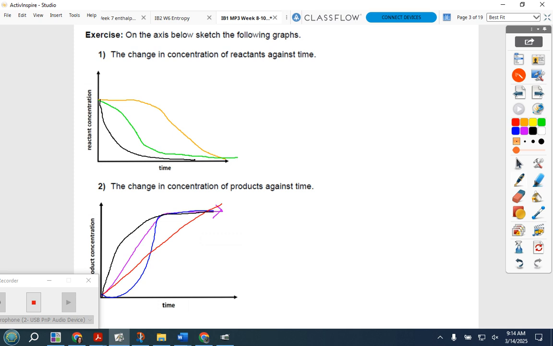So I'm just going to wait. But these were all good ideas, and they connect to the basics of this correctly. So we'll talk a little bit more about why that curve happens in a little bit.